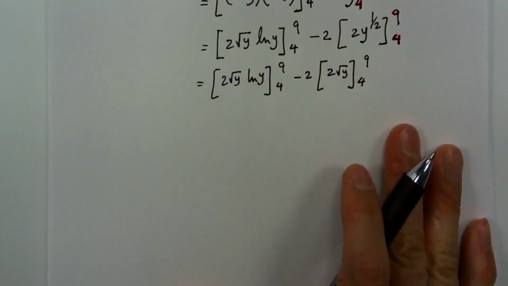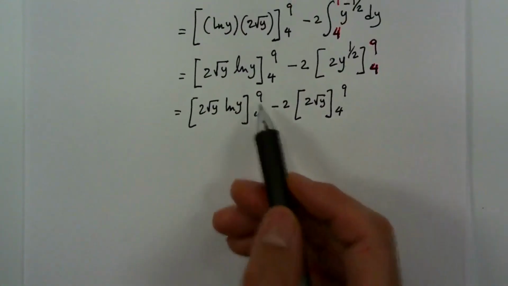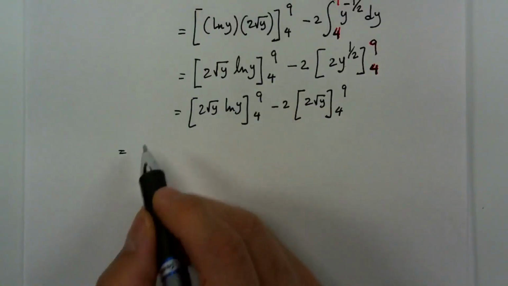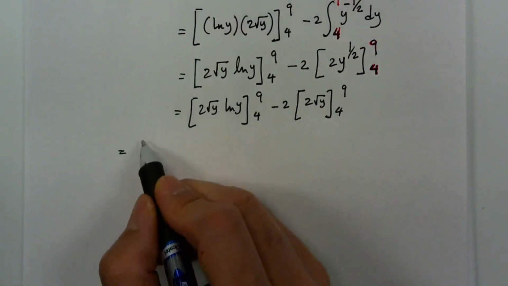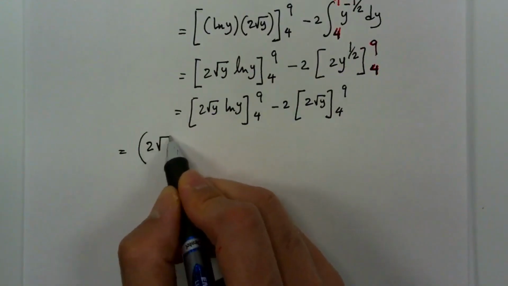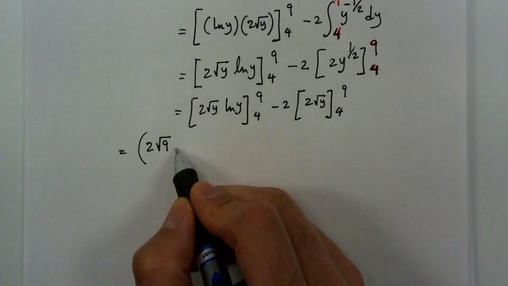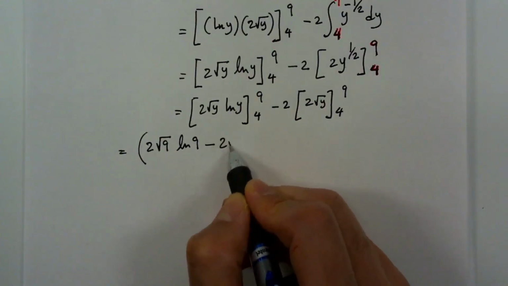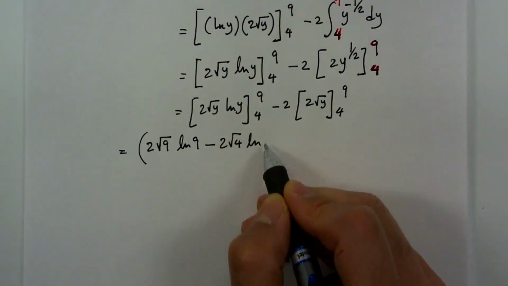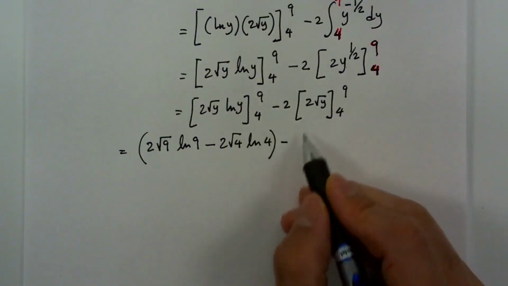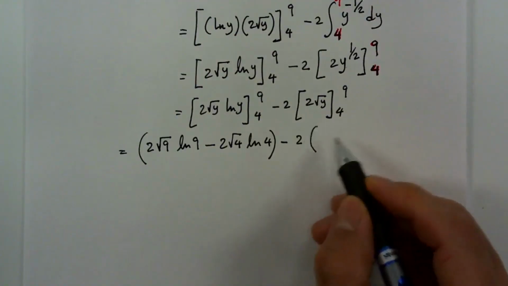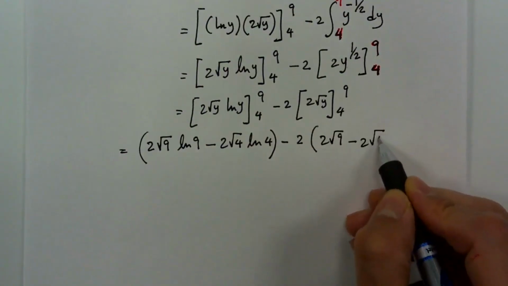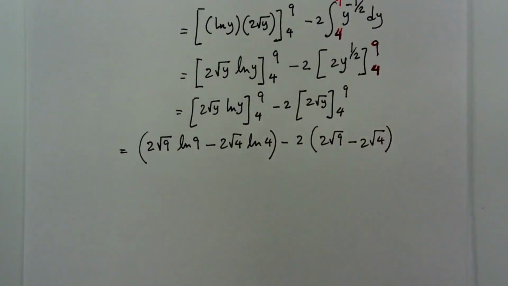Okay, so applying the limits of integration for each piece. Here we have 2 square root of 9 times natural log of 9, minus 2 square root of 4 natural log of 4, minus 2 times 2 square root of 9 minus 2 square root of 4, right? That's everything.